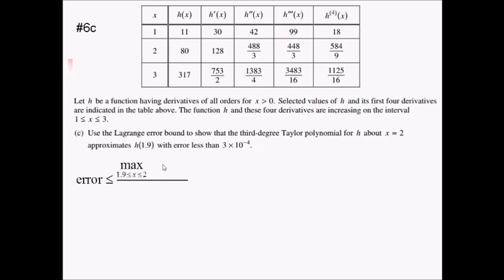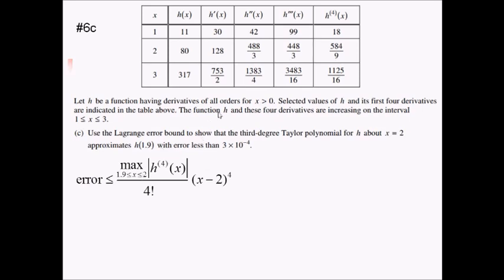And which derivative do we need? Well, they said we're using a third-degree Taylor polynomial, so that means we need the fourth derivative. And so we have h fourth prime, and then we also need 4 factorial, and we're centered at 2, so this is going to be x minus 2 to the 4th power. No absolute value needed since we have an even exponent. Now we need to find that max derivative.